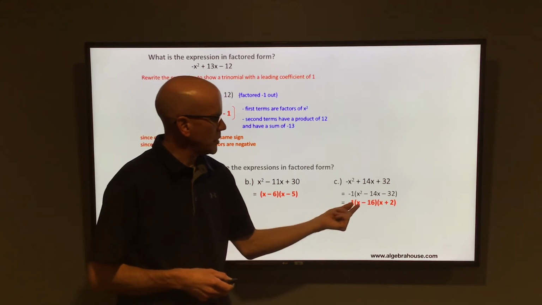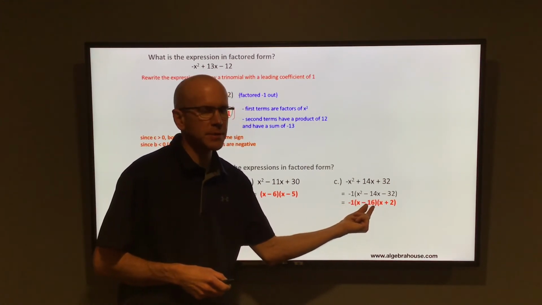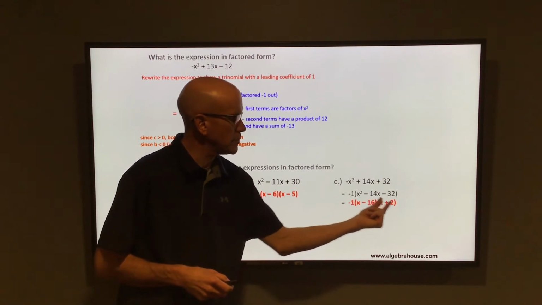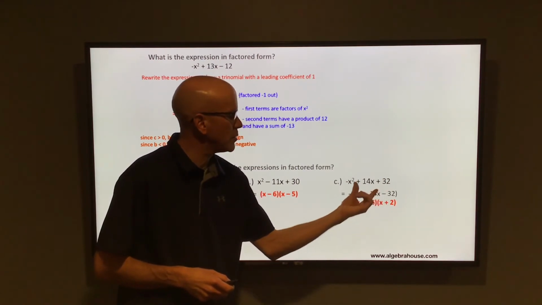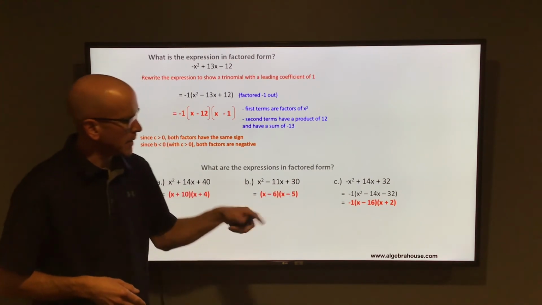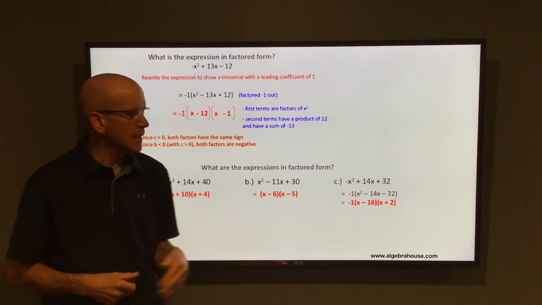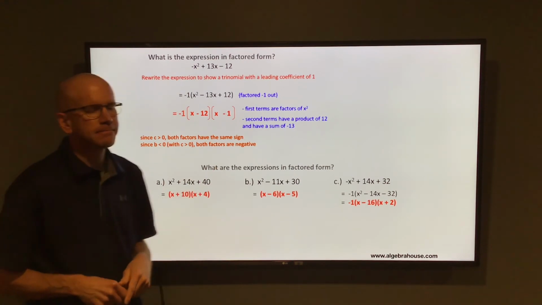Also keep in mind you can check your answer. You could distribute that negative sign through that first set of parentheses. It'd be negative x plus 16, and then use the FOIL method with what's left there, and you will get what you started with. So for all of these, you can check your answer by going in reverse. Use the FOIL method, distributive property, whatever is needed, and you will get what you started with.